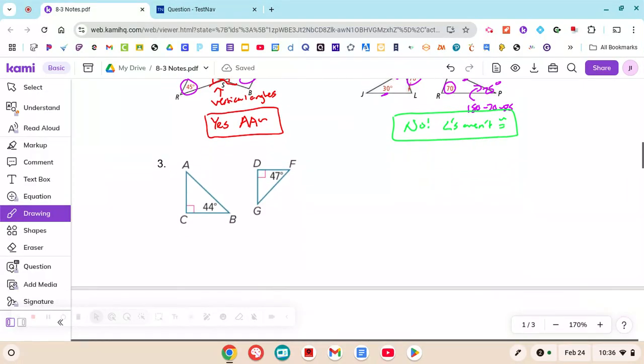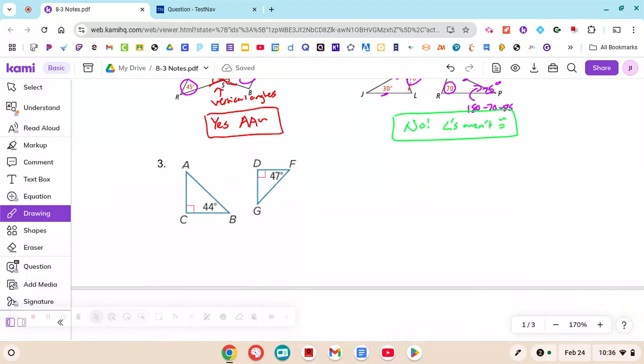Okay, next up, we've got a 90-degree angle. We've got another 90 degree. We got a 44 and a 47. Now I can figure out this angle, kind of like what I did in the last one, 180 minus 90 minus 44. That's going to land me at 46. And then likewise here, 180 minus 90 minus 47. And that's going to land me at 43 degrees.